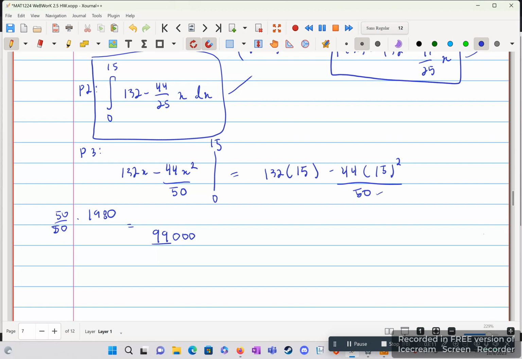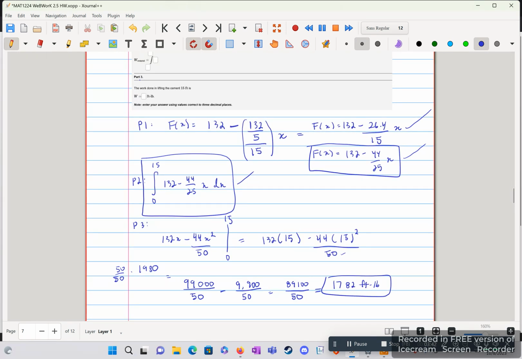99,000 over 50 minus 15 squared, I believe it's 225 times 44 is 9,900 over 50. That is equal to 89,100 over 50. And thankfully, that simplifies to a whole number of 1,782 foot-pounds. That was our answer to part 3, and that's question 7.